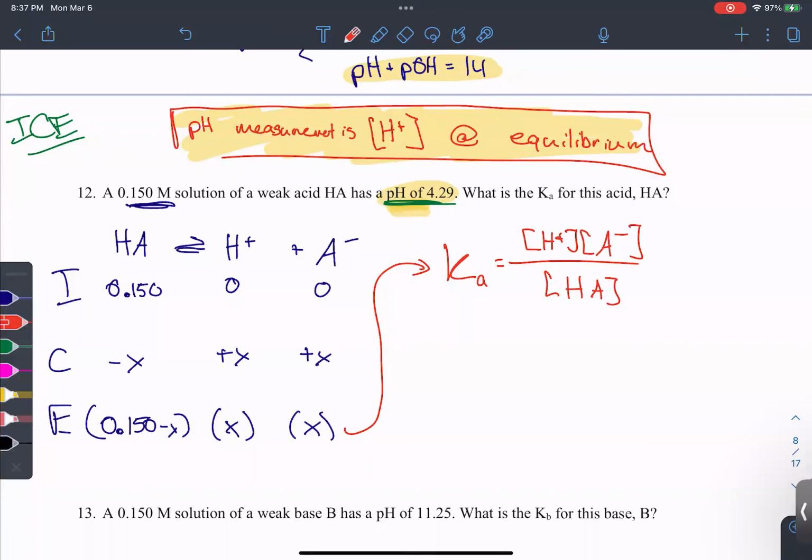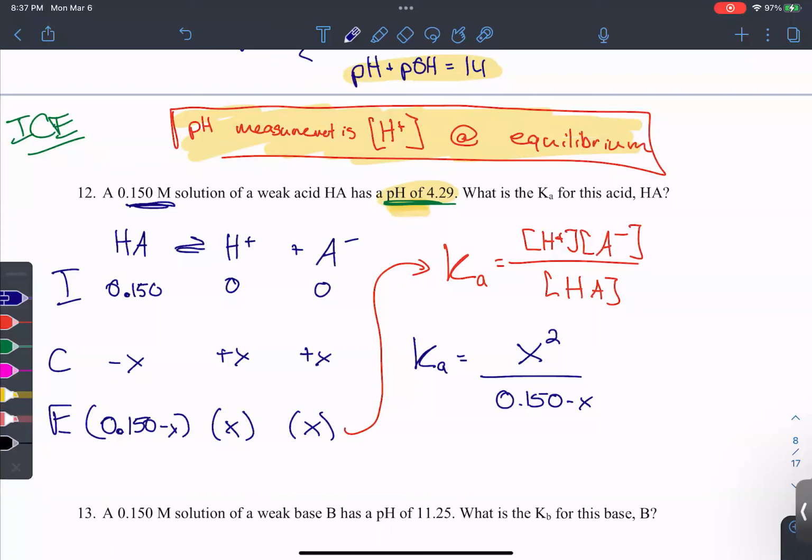Cool. All right, so let's keep going. So what's the trick with ice tables? What did I just say? The what line goes into what? The equilibrium line goes into the K expression. So when I rewrite the K expression, it's Ka equals X squared over 0.150 minus X. Great. Well, now what the heck is X?